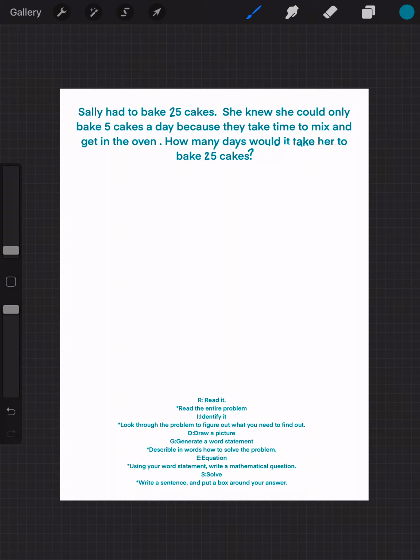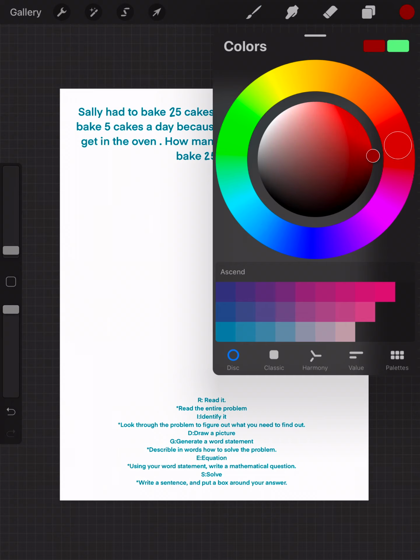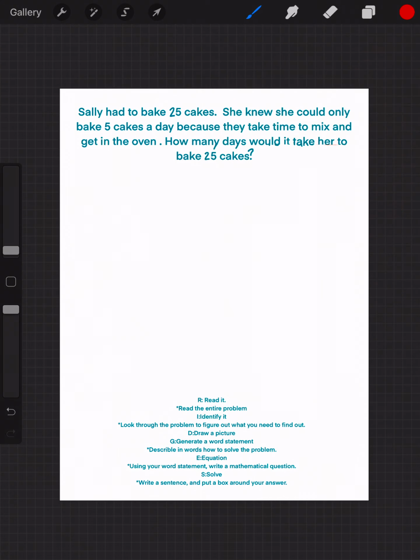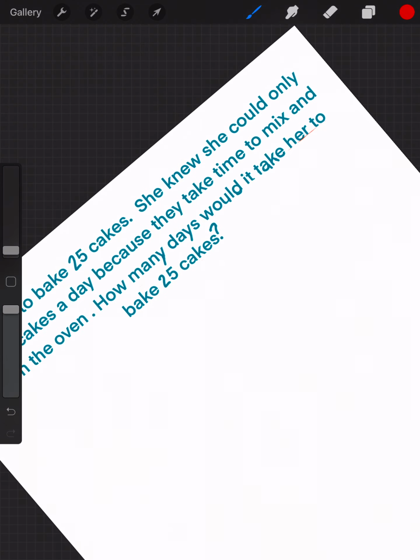The next step is I, identify it. So we're going to look through the problem and figure out what we need to find out. And then I will underline it so that we know. So Sally had to bake 25 cakes. We already know that. They're not really asking us to find that out. She knew she could only make 5 cakes a day. How many days would it take her to bake 25 cakes? So they're wanting us to find out how many days it's going to take her to bake all of these cakes.